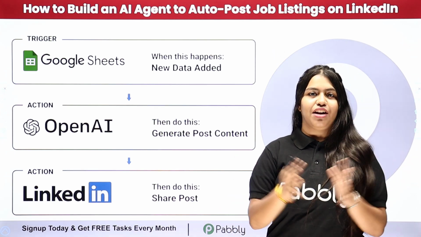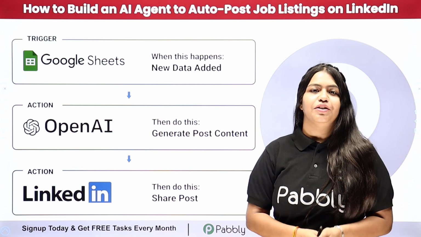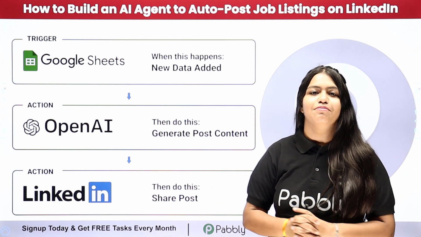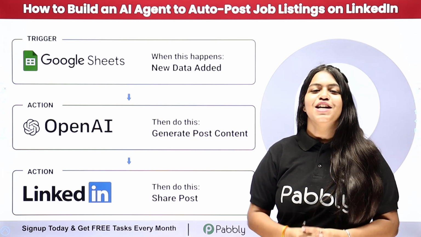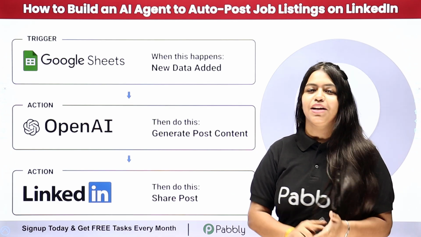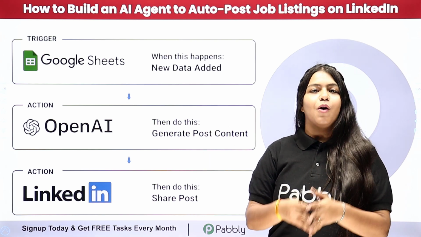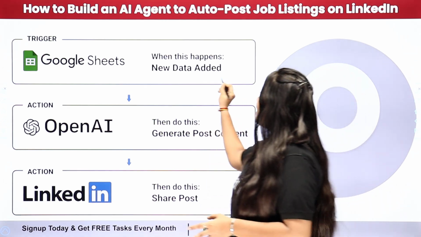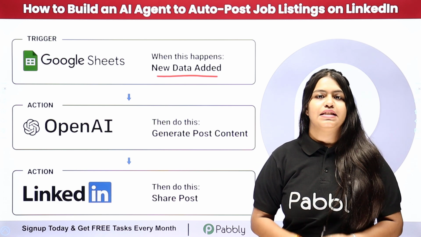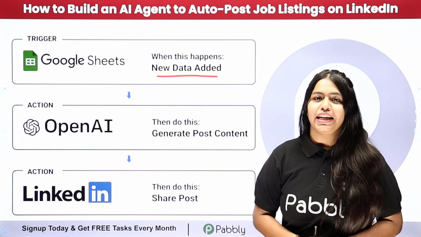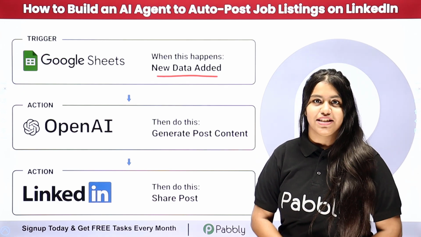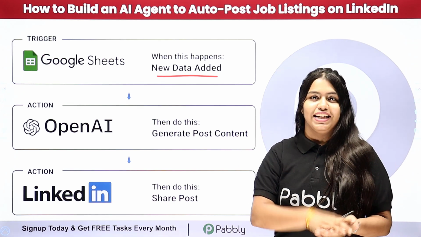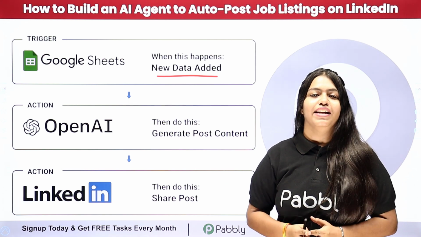Over here I'm an HR manager of a company and I regularly post job listings on LinkedIn manually. But this is such a tedious and time consuming task, right? So to solve this problem, I've created this automation where, as soon as I add the details of the job in my spreadsheet, my AI agent, which is OpenAI, is going to generate the post content. And further, I can post that on my LinkedIn account, that too without any manual effort.